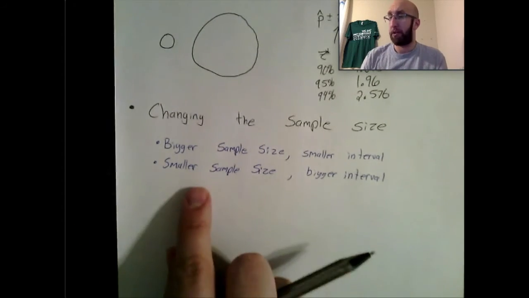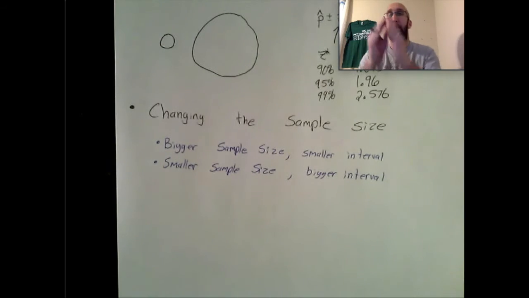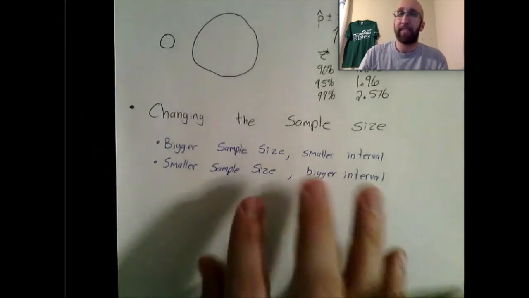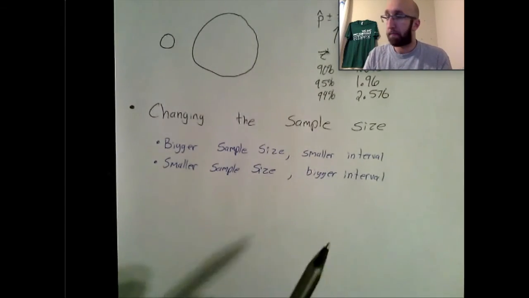If I don't really know anything, I have a small sample size, I'm going to have to use a big interval to be like, you know what, I think our population proportion is from here to there. That's kind of the non-mathematical approach to that.